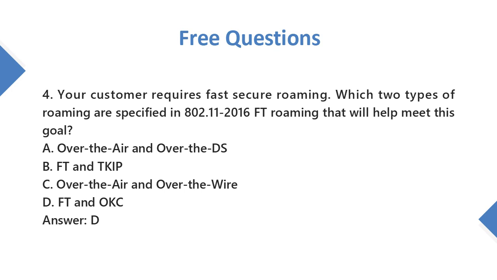4. Your customer requires fast secure roaming. Which two types of roaming are specified in 802.11-2016 FT roaming that will help meet this goal? A. Over the air and over the DS. B. Featuring an TCAP. C. Over the air and over the wire. D. Featuring an OKC. Answer: D.